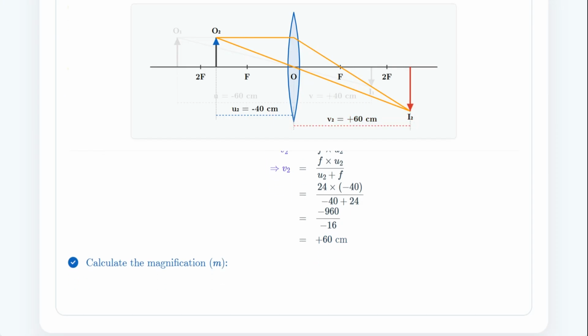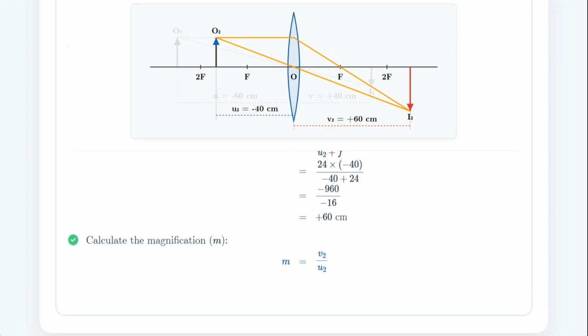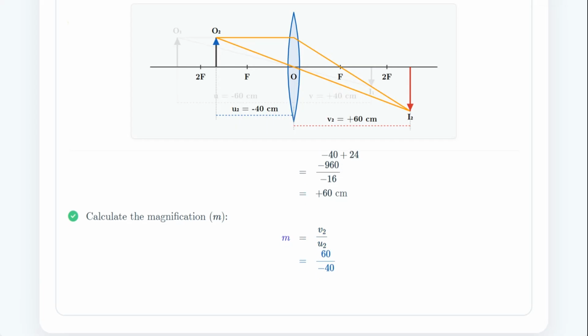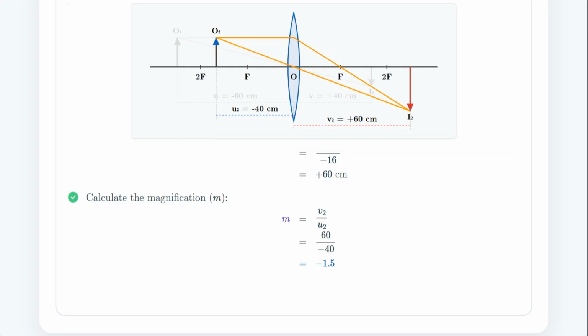We are almost at the finish line. To find the final height, we first need to understand how much the lens magnified the object. Let's calculate the magnification M. The formula for lens magnification is V divided by U. In this case, V2 divided by U2. Plugging in our distances, that is 60 divided by minus 40. The zeros cancel and 6 divided by minus 4 gives us a magnification of minus 1.5. This tells us the image is 1.5 times larger.